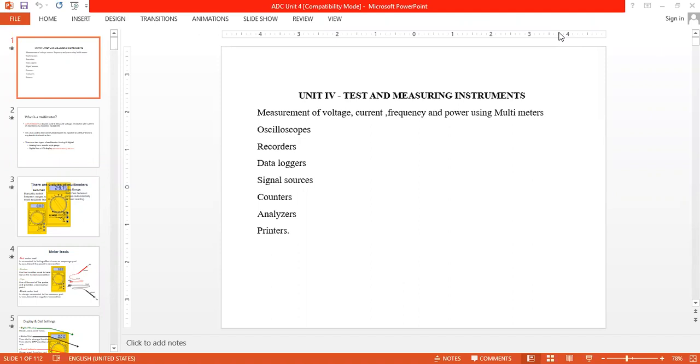MEM School of Engineering, Department of Mechatronics Engineering, Analog Devices and Circuits, Unit 4, Test and Measuring Instruments.